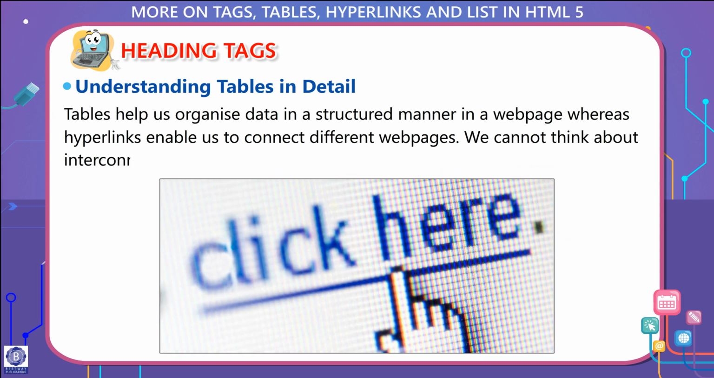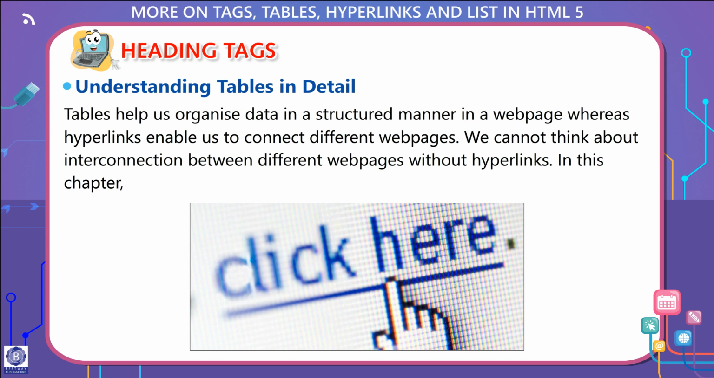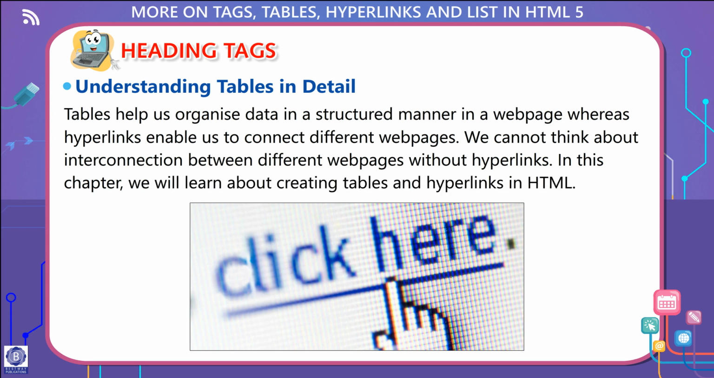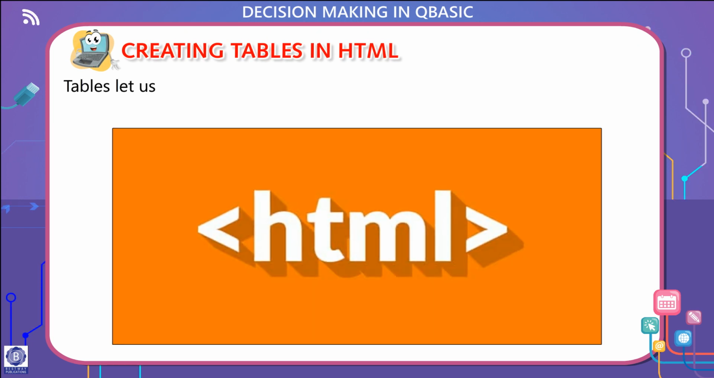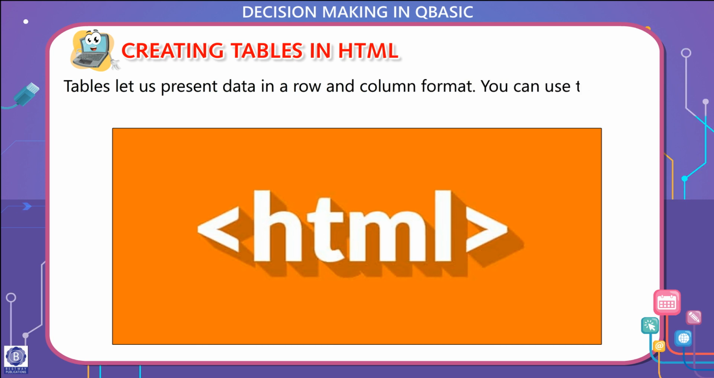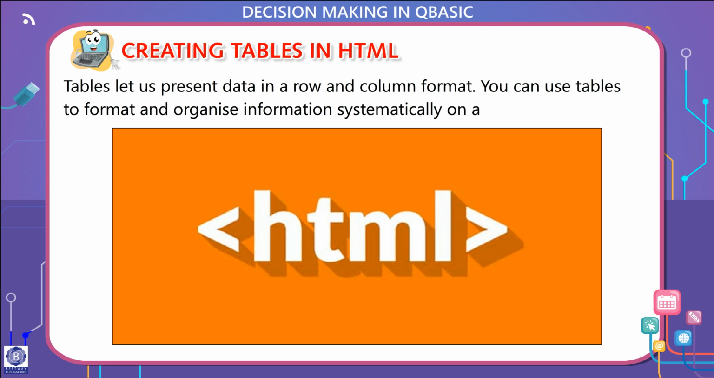We cannot think about interconnection between different web pages without hyperlinks. In this chapter, we will learn about creating tables and hyperlinks in HTML. Creating tables in HTML. Tables let us present data in a row and column format. You can use tables to format and organize information systematically on a web page.